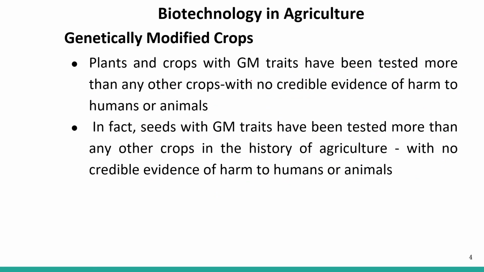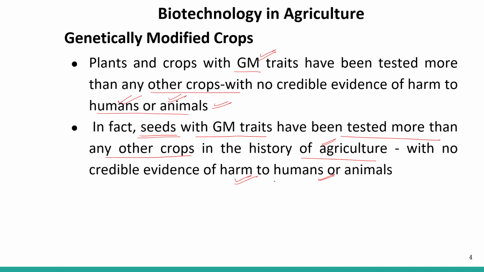Plants and crops with GM traits, meaning genetically modified traits, have been tested more than any other crops, with no credible evidence of harm to humans or animals. There must be a certification that these genetically modified crops are not going to harm humans, animals, or even the environment in any way. In fact, seeds with genetically modified traits have been tested more than any other crops in the history of agriculture, with no credible evidence of harm to humans or animals.